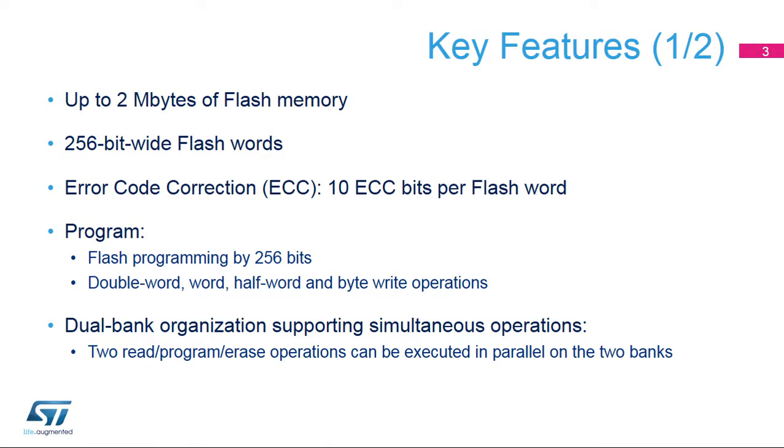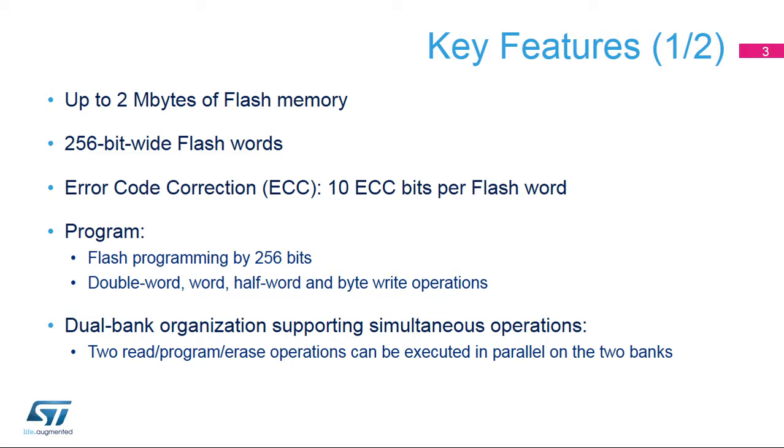STM32H7 devices embed high-speed embedded memories with a dual-bank flash memory up to 2 megabytes that can be used for storing programs and data. The flash memory is organized as 266-bit flash words that can be used for storing both code and data constants. Each word consists of one flash word, 8 words, 32 bytes, or 256 bits, and 10 ECC bits. The STM32H7 series has a flash memory with dual-bank organization supporting simultaneous operations.